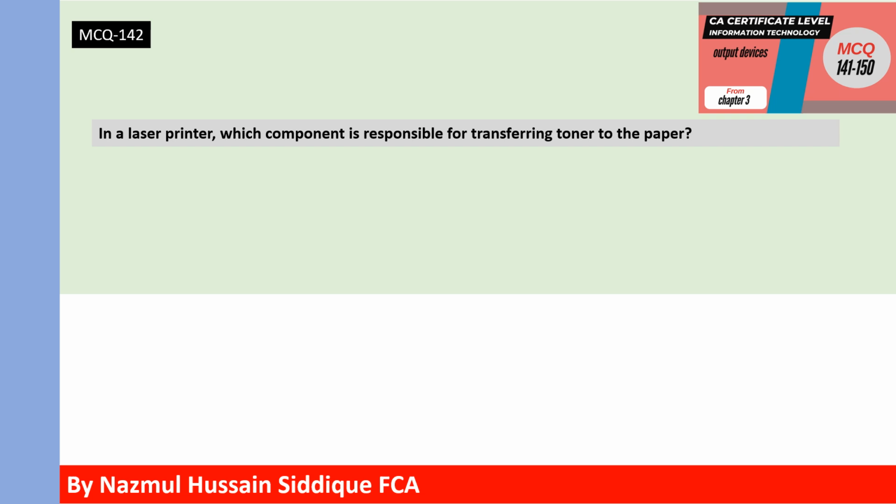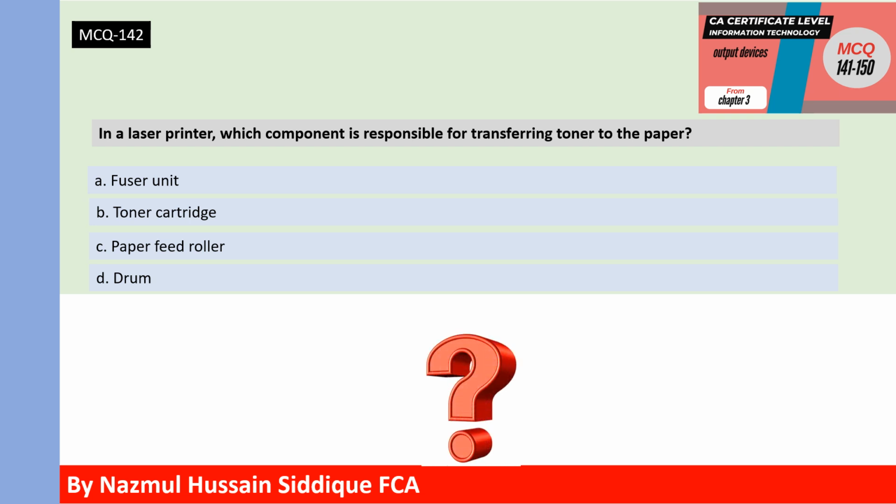Next question. In a laser printer, which component is responsible for transferring toner to the paper? Option A, fuser unit. Option B, toner cartridge. Option C, paper feed roller. Option D, drum.